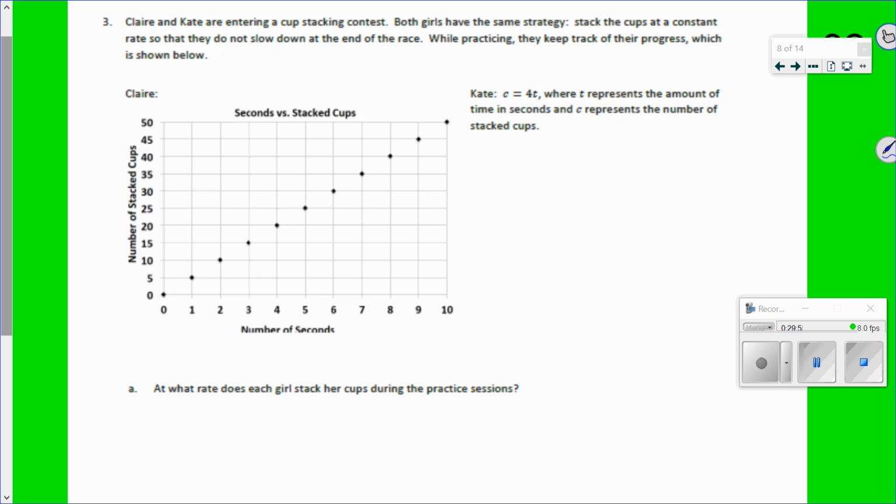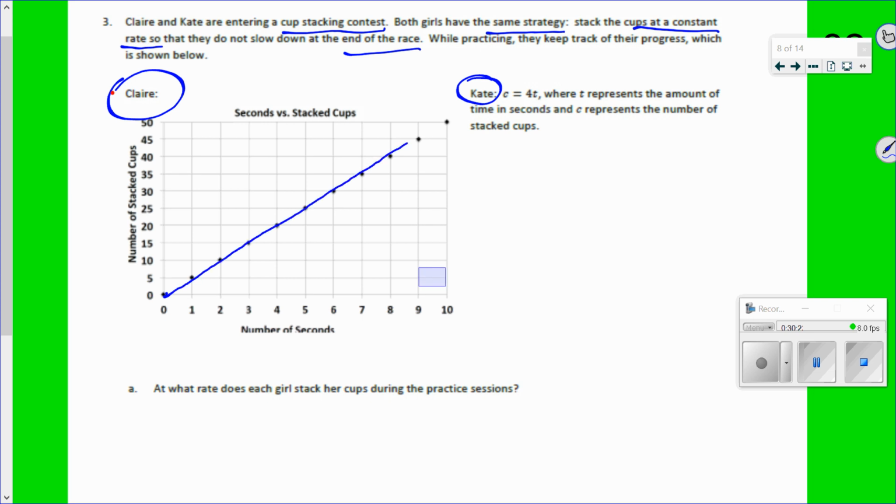Claire and Kate are entering a cup stacking contest. Both girls have the same strategy: stack the cups at a constant rate so that they do not slow down at the end of the race. While practicing, they kept track of the progress, which is shown below. Here's Kate. Here's Claire. Guys, you're going to take your ruler and create your line. Okay?